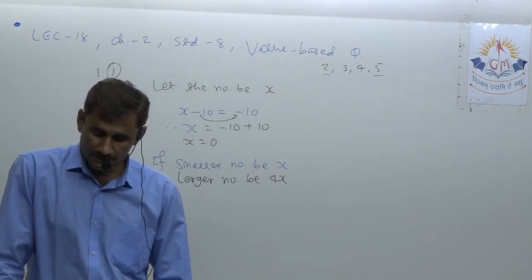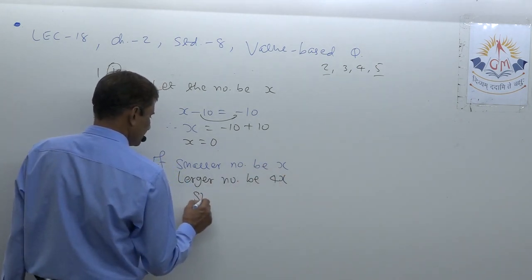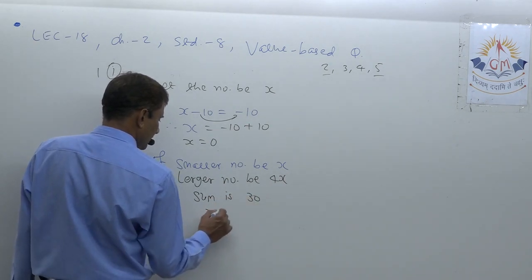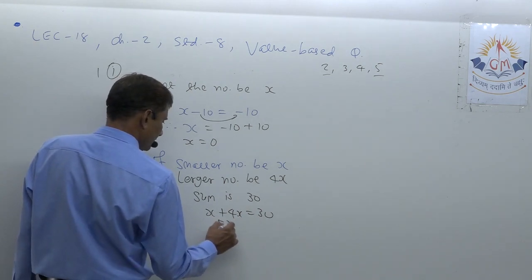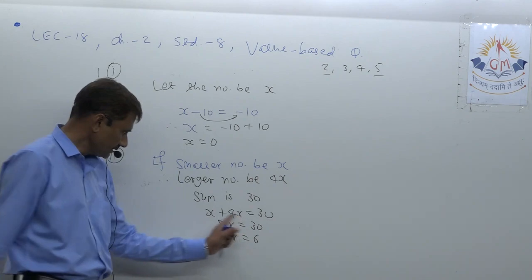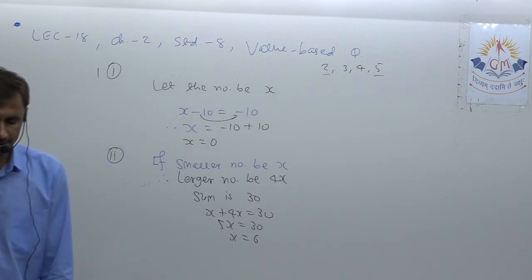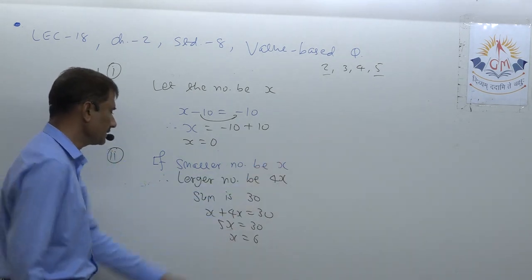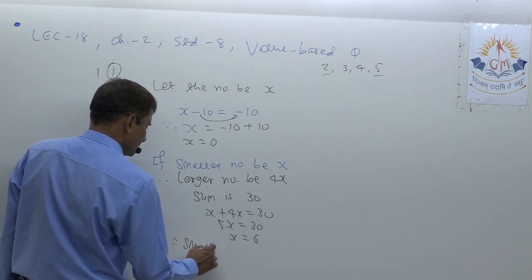Okay, sum is 30. So now just add both of them. The sum of both numbers is 30. So x plus 4x equals 30. Means 5x equals 30. So x equals 6. Okay, 5 is shifted there, so divided. Now what is asked? The smaller number. The smaller number is only x. So x is nothing but the smaller number. Therefore the smaller number is 6.